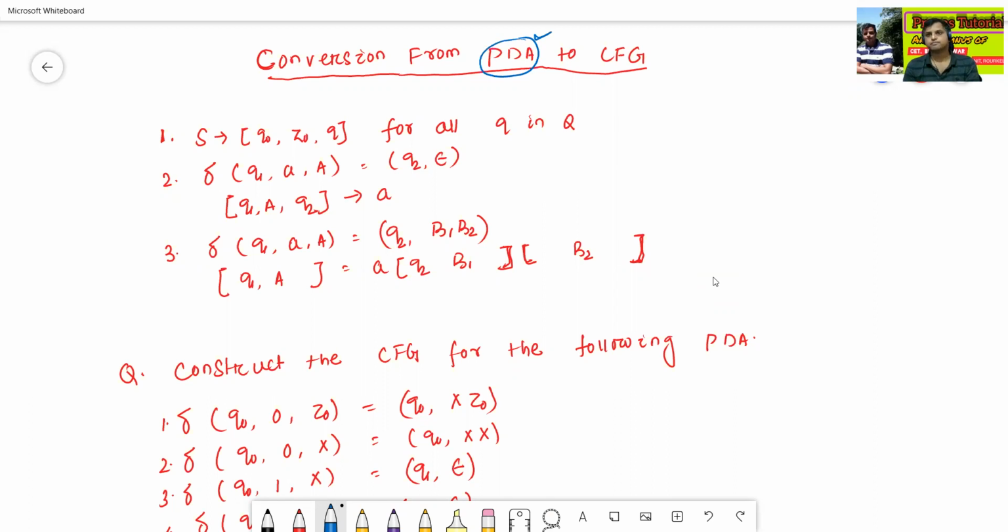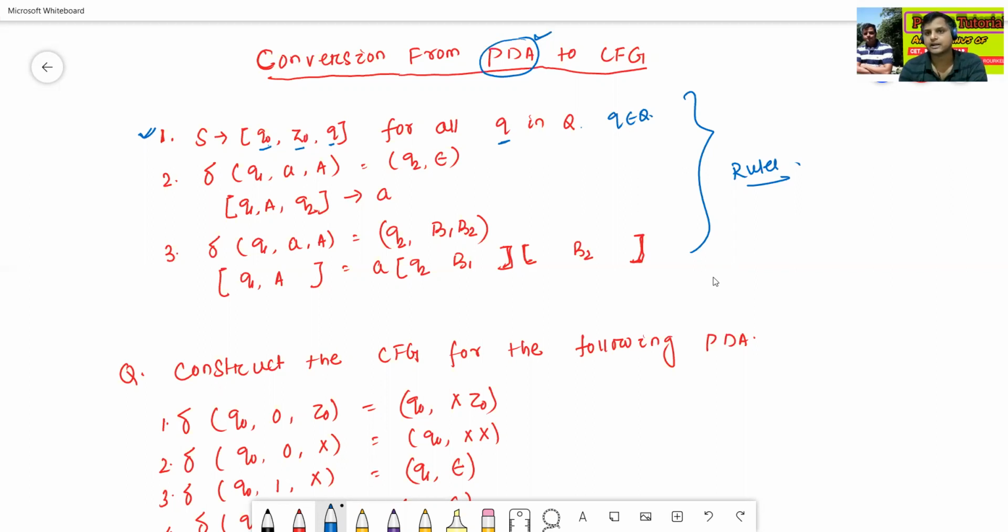There are some rules we'll use. Based on these rules, we'll construct the context-free grammar from the pushdown automata. These are the rules. See the first rule. What is the first rule? The first rule is S to [Q0, Z0, Q], for all Q belonging to capital Q.